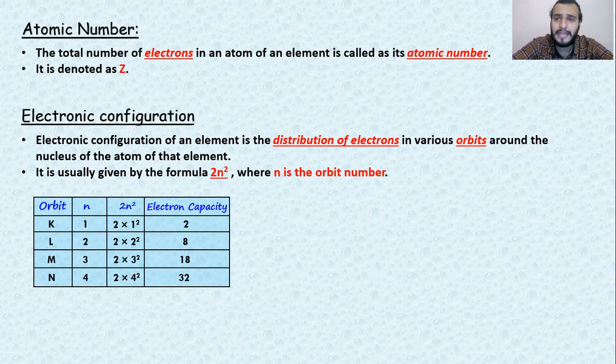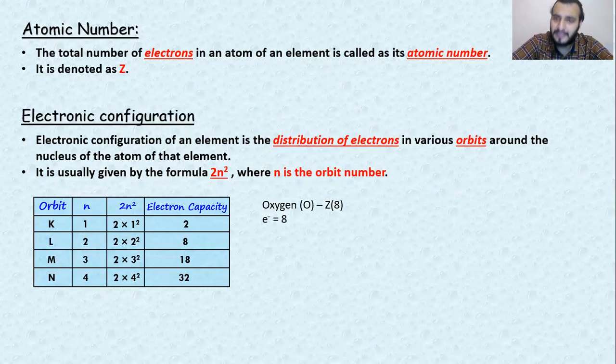Let's see how to write electronic configuration. For that we have an element over here, oxygen, with atomic number 8. That means how many electrons will it have? Obviously, atomic number is nothing but the number of electrons. So it has 8 electrons. Now these 8 electrons are distributed in different shells. And we always start filling with the first shell. Initially, we fill the first shell. If the first shell gets completed, then we go to the second. If the second gets completed, then the third, and so on.